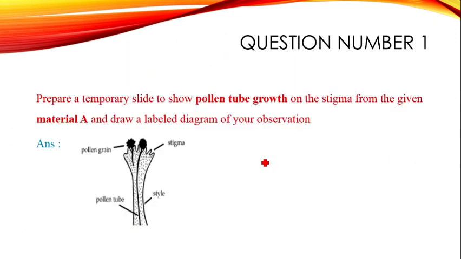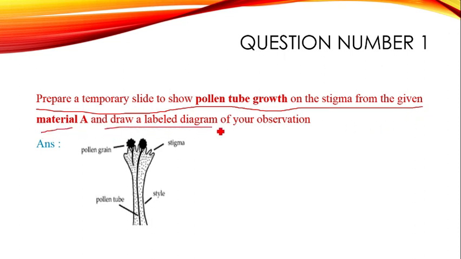Then if you get another question, that is, prepare a temporary slide to show pollen tube growth on the stigma from the given material A and draw a neat labelled diagram of your observation. Actually, this question they will not ask for 2021. Why? Because it is deleted due to COVID-19. Okay, I will explain this question also.